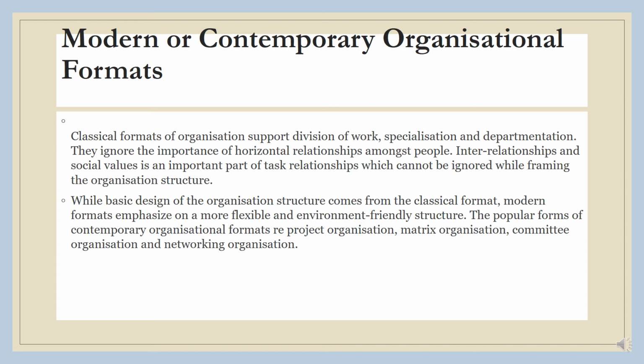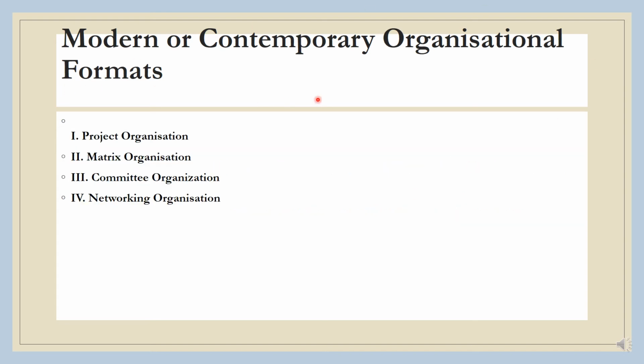So there was a need of certain structures which were a little more dynamic and flexible in nature, and which could actually respond to the environment quickly. So for that, there came the modern or contemporary organizational formats or structures. What are these modern or contemporary organizational formats? The project organizations, the matrix organizations, committee organizations, and networking organizations.